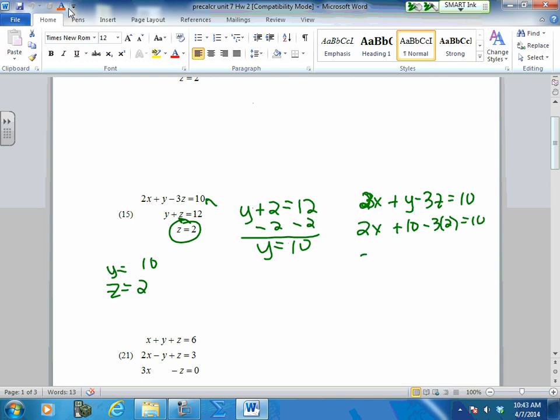So combine your pieces. 10 minus 6 is 4. Subtract your 4. And x is 2. Back substitution. X is 3.